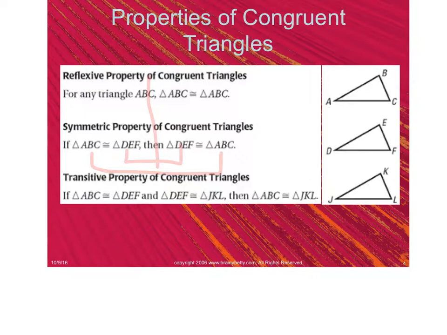And then you have the transitive, which we've been using a lot in our previous proofs for the angles and the segments. But now we're going to show it with triangles. So if triangle ABC is congruent to DEF, and if DEF is congruent to JKL, then we can go right from the beginning to the end and say that ABC is congruent to JKL. So again, same idea. It's now applied to triangles. Pretty good?